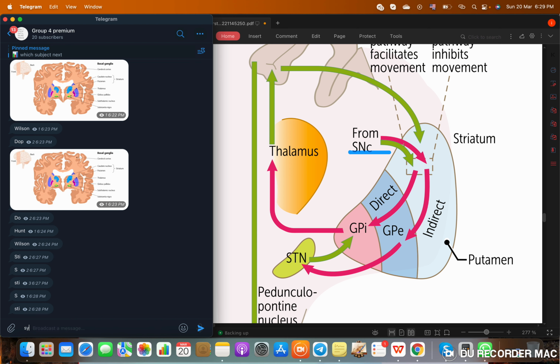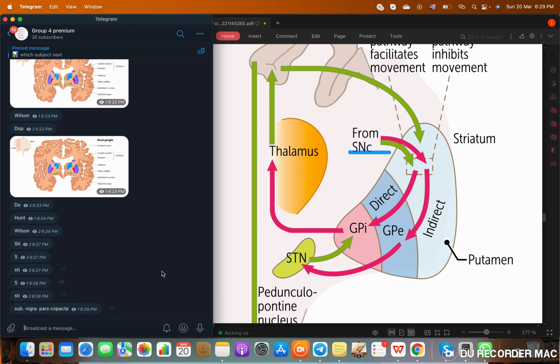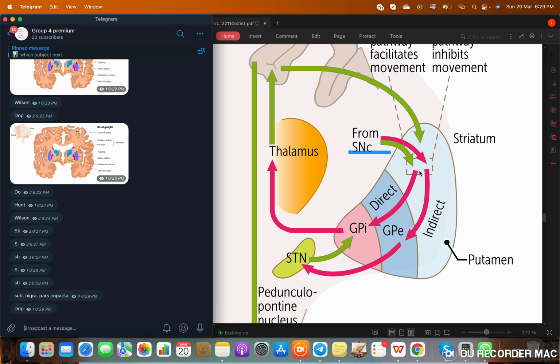So let me write this. Substantia nigra pars compacta. Okay. So why does it have to be that one? Because we just said this guy is the stimulatory, right? So it acts on the D1 receptor. Which hormone acts at the D1 receptor? Logically. Dopamine. Absolutely. So this is the substantia nigra coming from the dopamine.